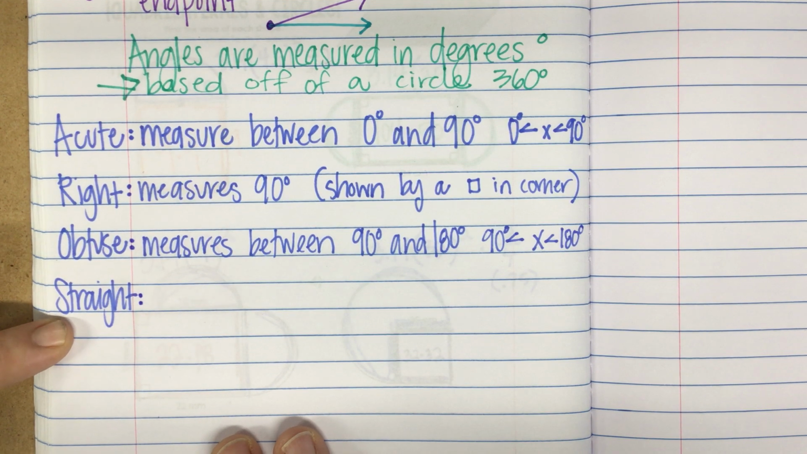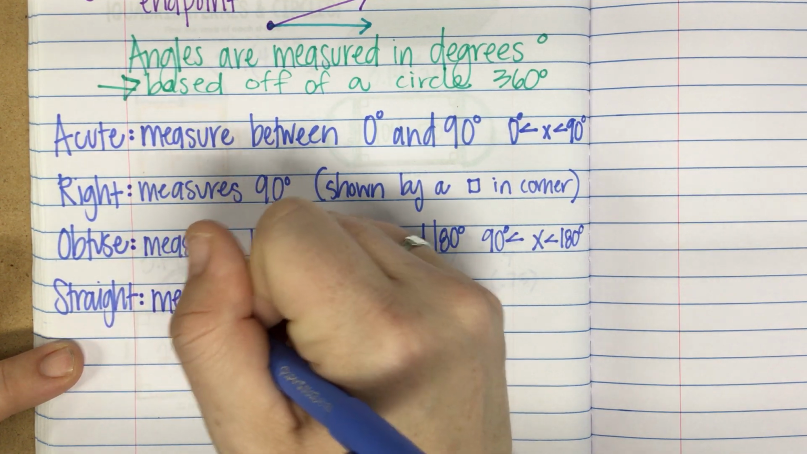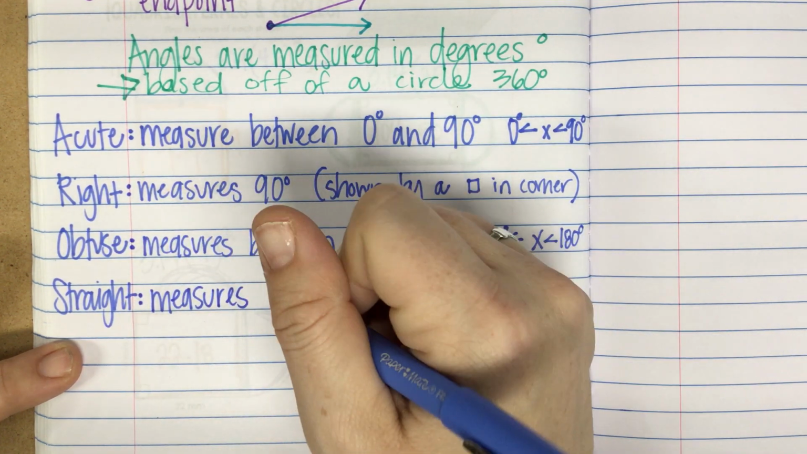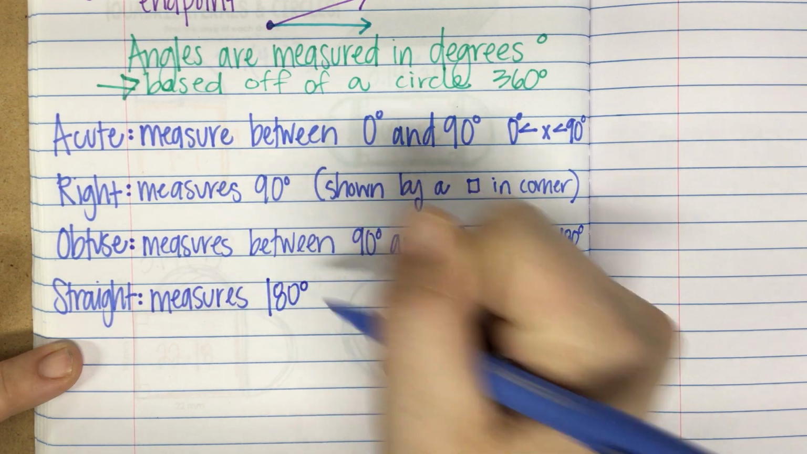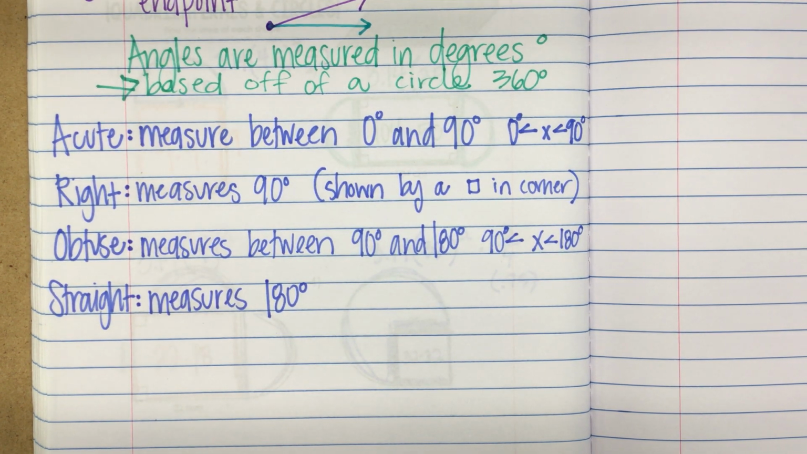A straight angle measures 180 degrees. Now, here's the misconception. If you look at the straight angle on our classroom poster, most straight angles are shown horizontally. But it could be vertical, it could be diagonal. Right? It does not have to be a horizontal line.